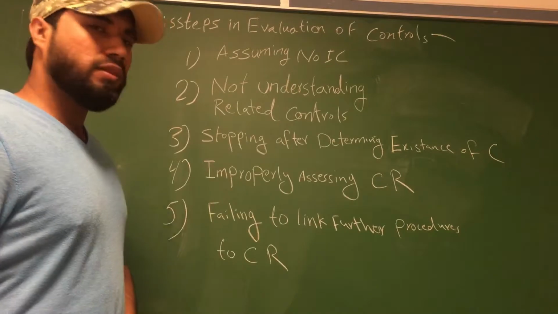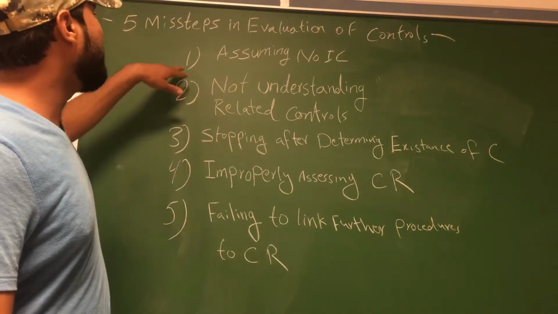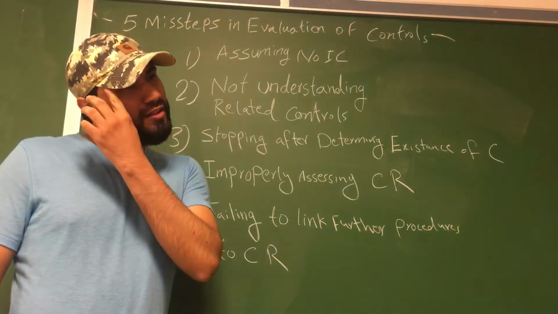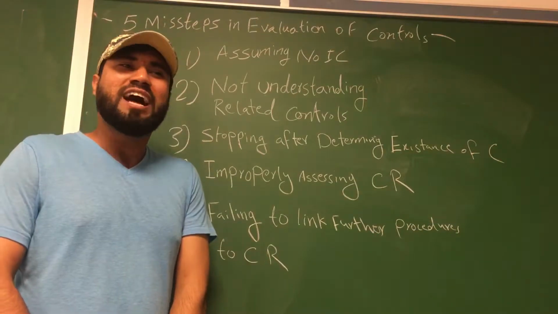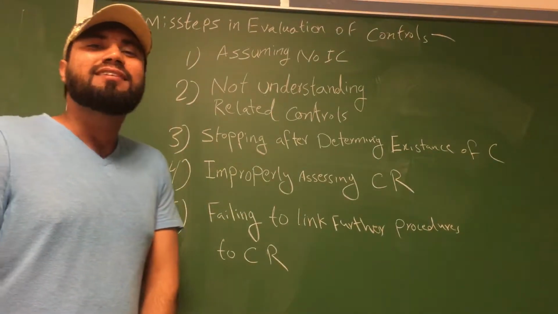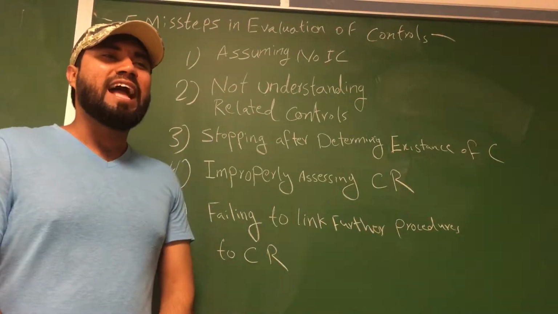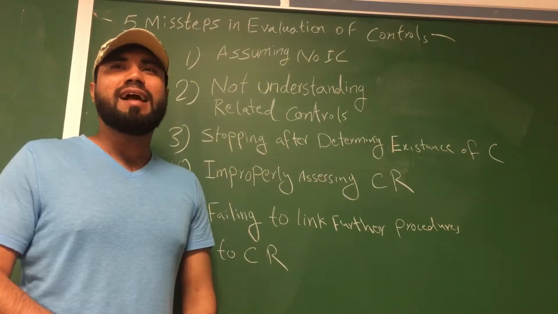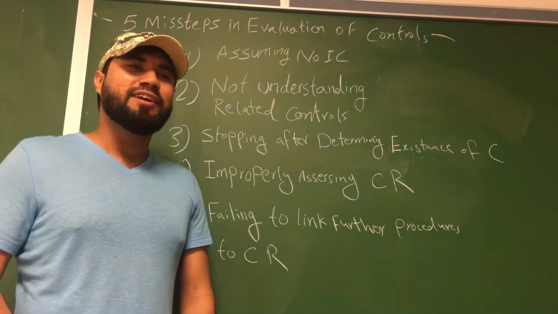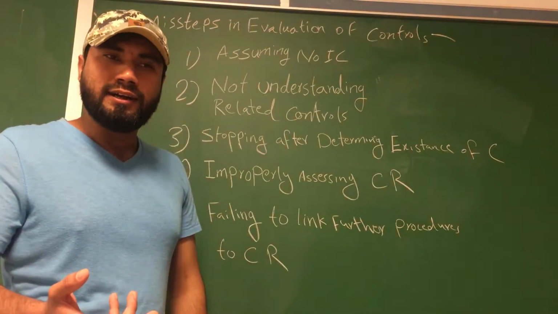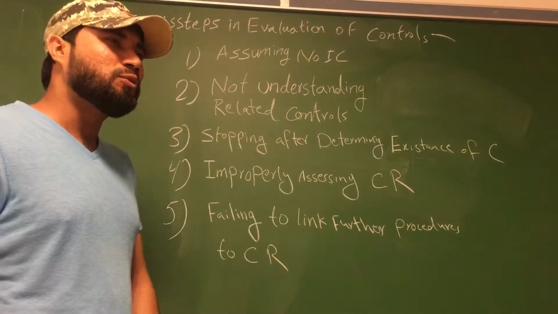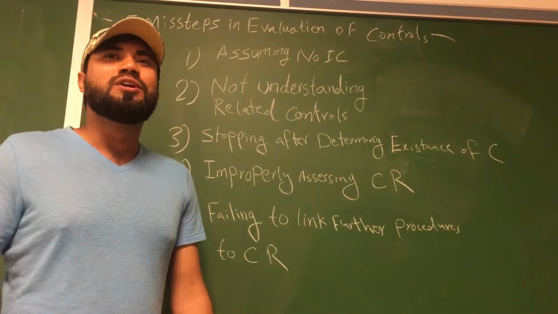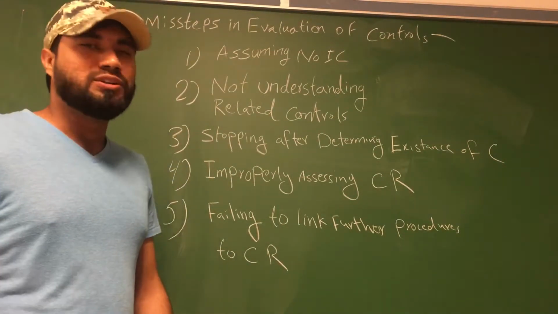So the author came out with five missteps. The first one is assuming no internal control. Auditors tend to assume that small clients do not have internal controls, which is not necessarily true because all clients have internal control. For example, if they have a credential, username, or password for their computers, that is internal control. Or if they simply have some sort of competency requirement for their accountant or bookkeeper, that is internal control. So it's not possible a client does not have internal control. All clients have internal control. It's not possible to do an audit if there is no internal control.